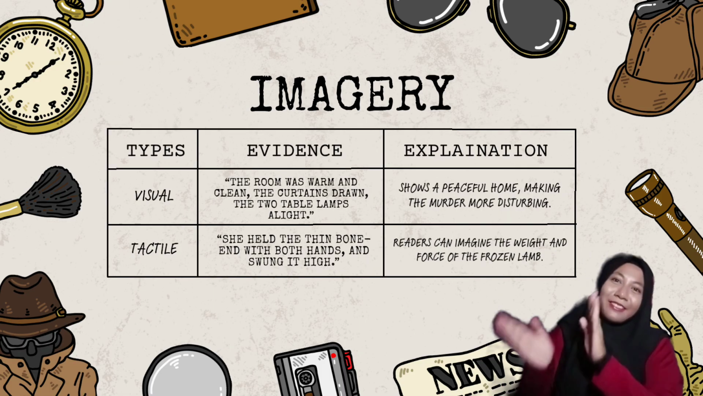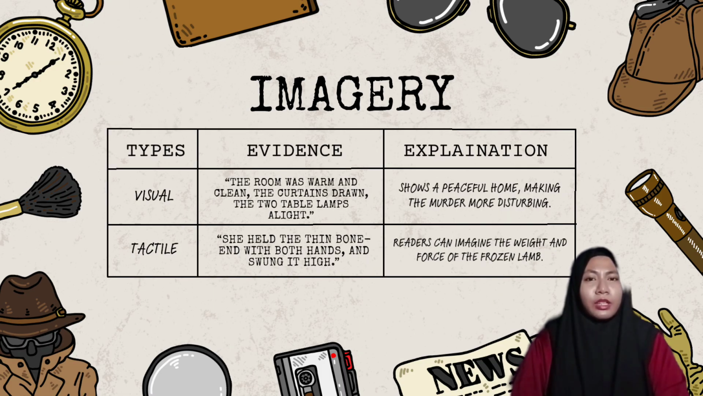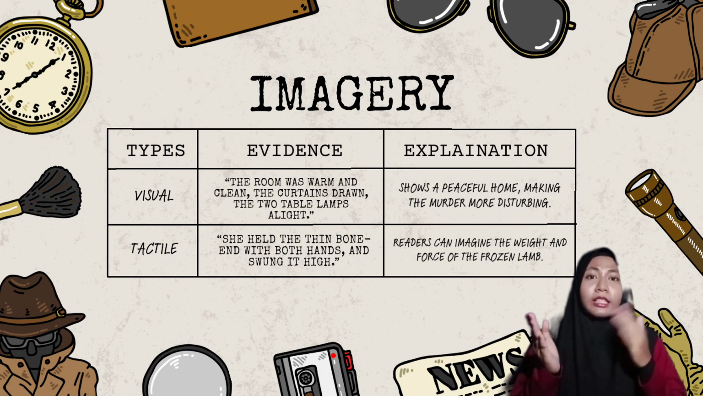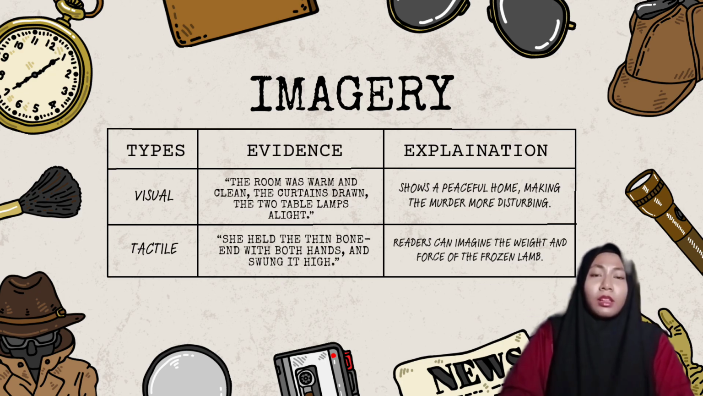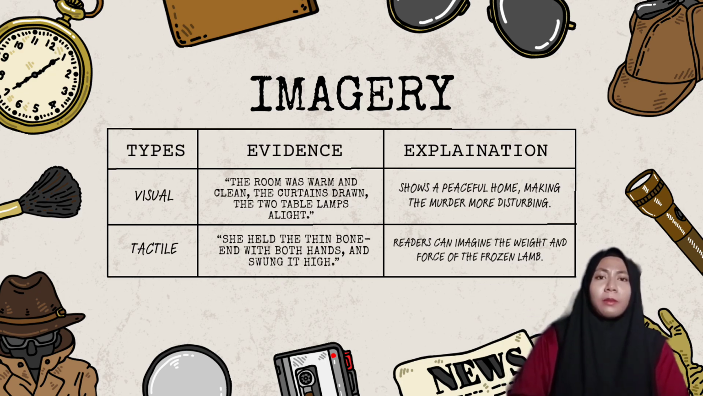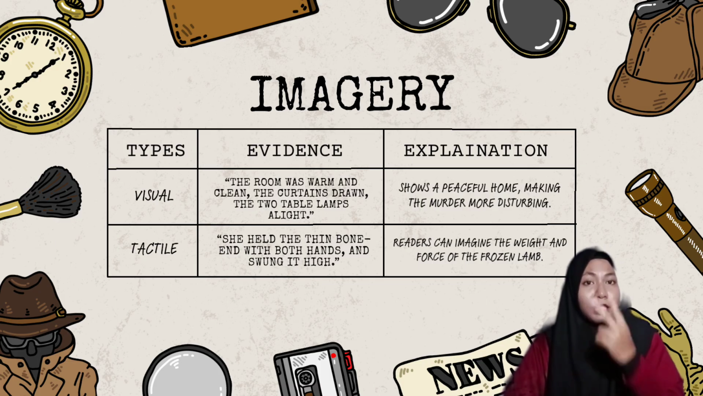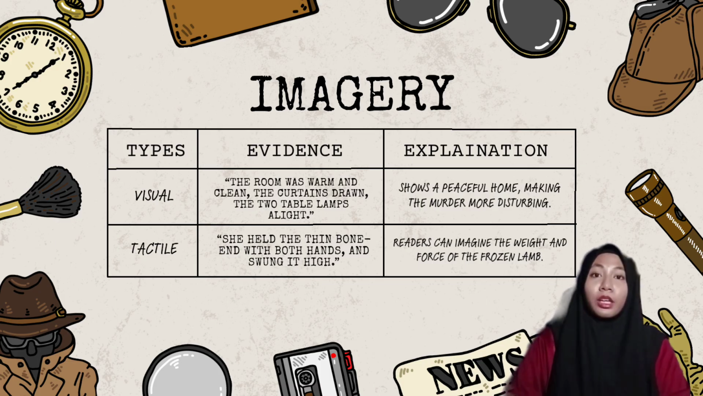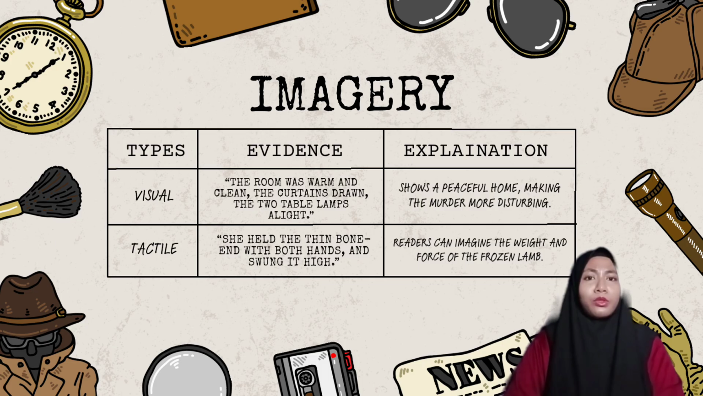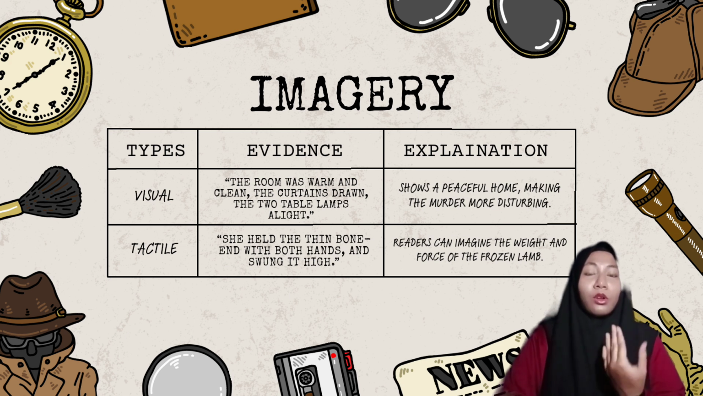Last but not least, we have the imagery. Imagery is the use of vivid and descriptive language. Lamb to the Slaughter mostly highlights the visual and the tactile. Visual mostly refers to sight. On page 1, line 1, it tells that the room was warm and clean, the curtains drawn, and the two tables aligned. It clearly shows that readers can imagine the peaceful home, which can make the murder more disturbing and more unexpected.